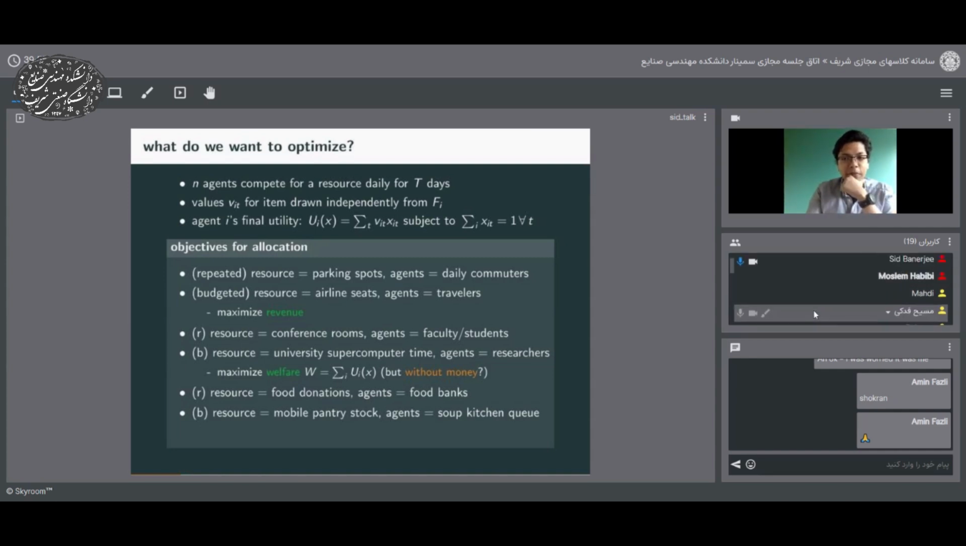It's the same underlying model. So there's really nothing in principle different between parking spots, airline seats, hotel rooms, anything of that sort, and food donations in a food bank. But it's kind of clear that you don't want to think about things like revenue and welfare. Revenue for sure seems like the wrong thing to do when you're talking about items which are donated.